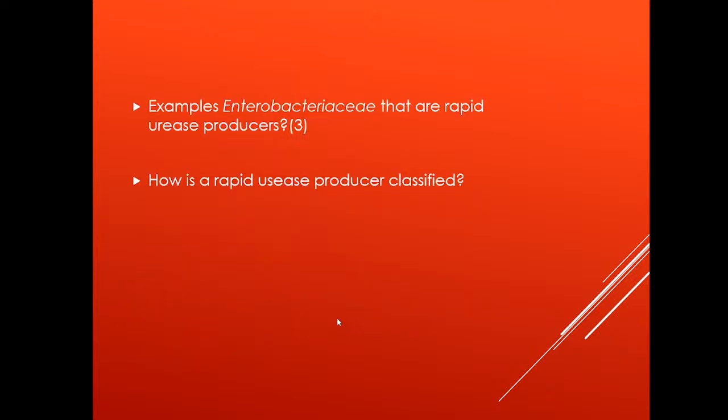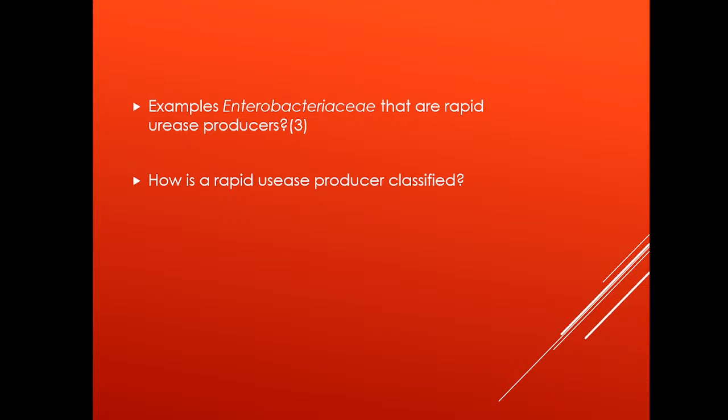Now, let's go to the examples of rapid urease producers. Examples of organisms that are rapid urease producers, we have Proteus species, Providencia, and Morganella. Actually, these three organisms are going to be discussed together. So I want you guys to compartmentalize the information that you're going to learn from this lecture, because there are some organisms that I grouped together based on the general characteristics that they share.